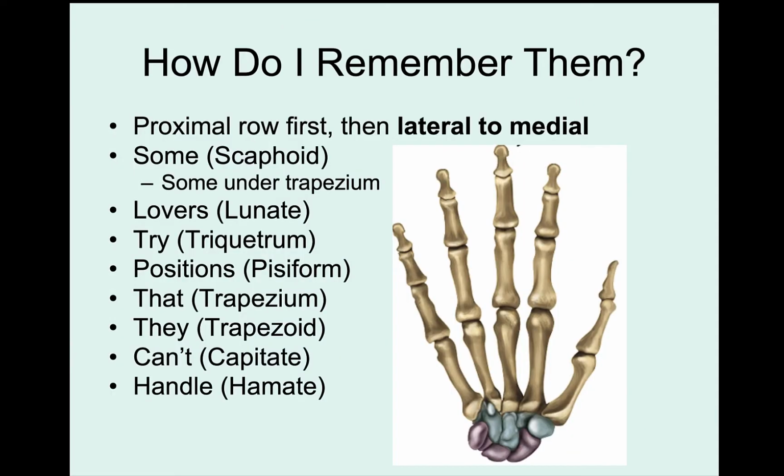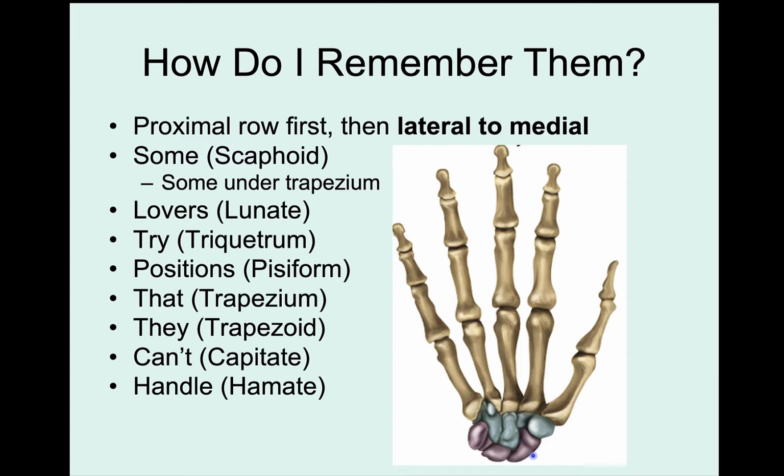You might be sitting there saying, how am I going to remember these? Well, we have a mnemonic for you. Some lovers try positions that they can't handle. Yikes. So we start proximally, and as we start in our proximal row, we start lateral and we move medially. Then we come to our distal row and we start laterally and move medially again.